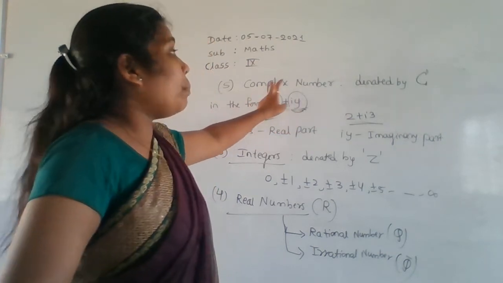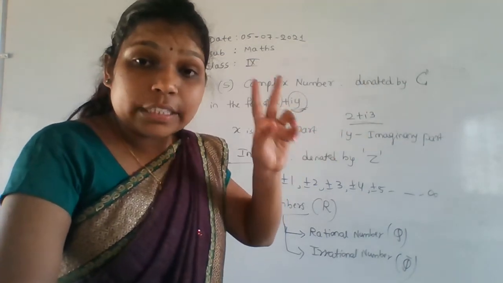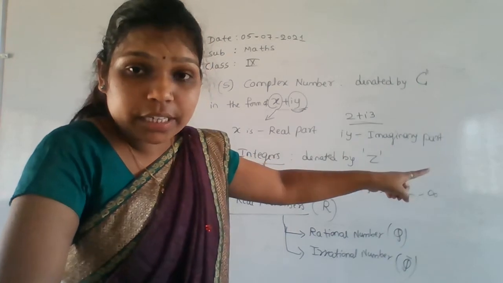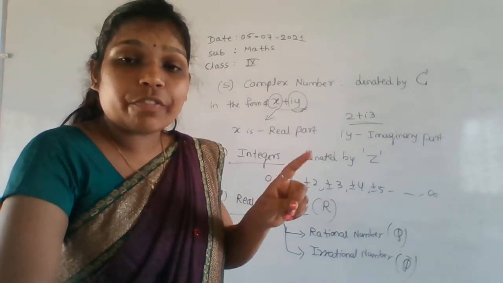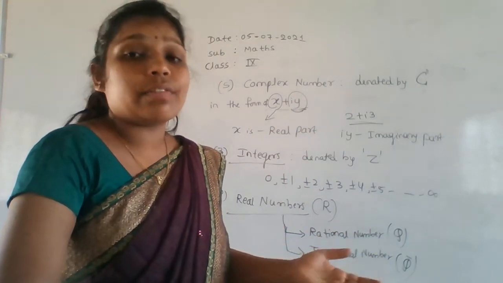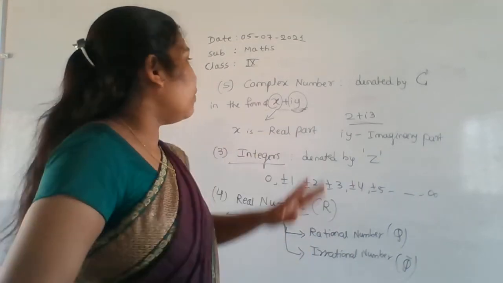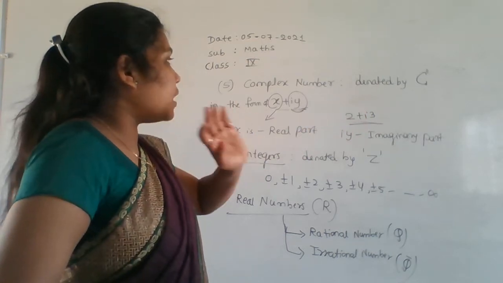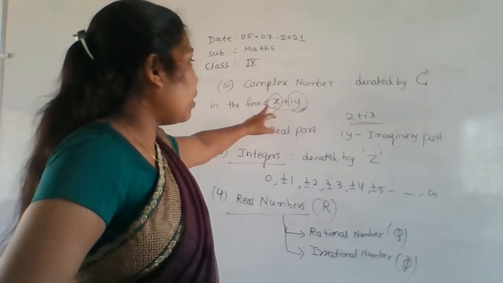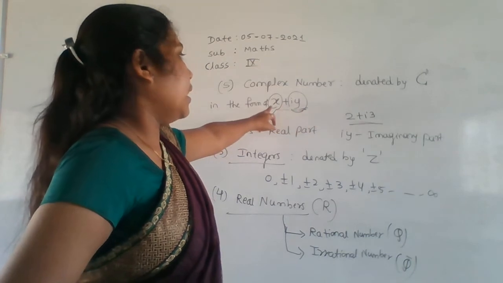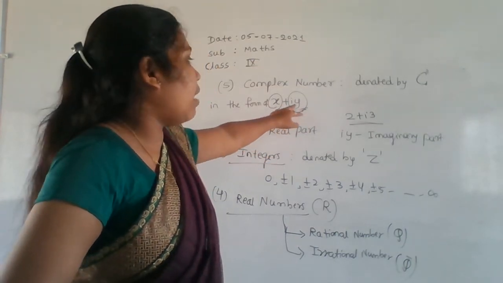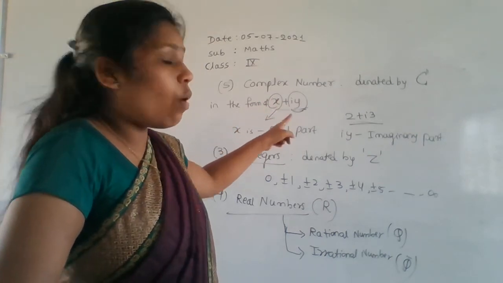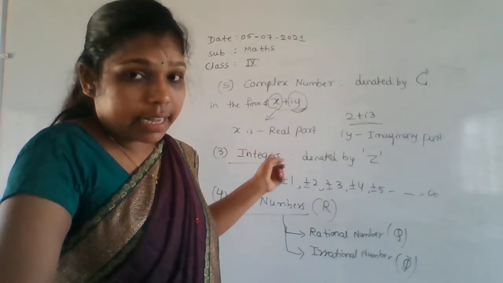So here the complex number is nothing but a number that includes two parts. The first part is a real part and the second part is the imaginary part. If the number is in the form of an addition of a real part as well as an imaginary part, then only we can say that number is a complex number. Okay, complex numbers are always in the form of x plus iy. Here x is nothing but a real part and iy is nothing but an imaginary part, and x and y are nothing but real numbers.